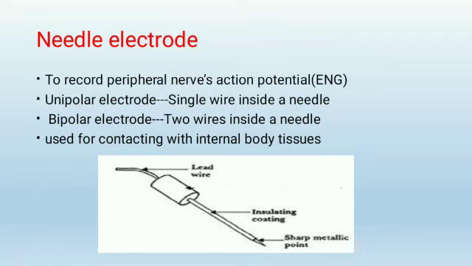The next one is the needle electrode. Generally, needle electrodes are used to record the peripheral nerve action potential. It consists of two types: one is unipolar, another one is bipolar. In the unipolar electrode, there is a single wire inside the needle. In the bipolar electrode, there are two wires inside the needle. It is used for contacting internal body tissues.